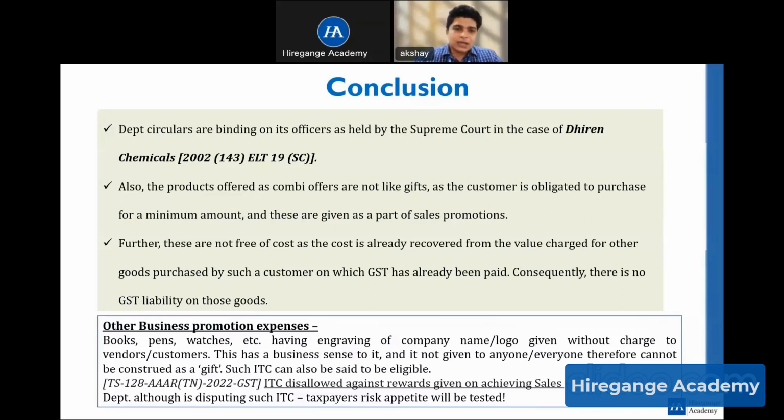Department is disputing such ITC, so the taxpayer's risk appetite must be clear when they are taking such a decision to reclaim such credits. Alternatively, where the taxpayer is conservative in nature, they can consider it as a cost included in the price that you charge to your customer, and of course that would reduce your business edge, but it would be a conservative view which would not bring in more departmental notices or demands.